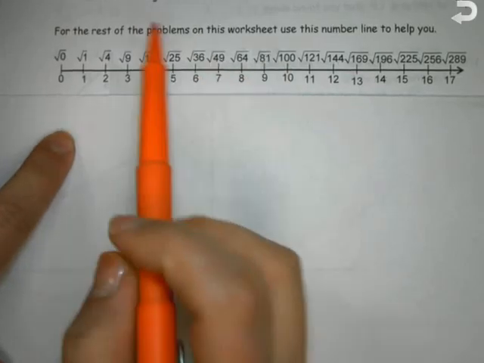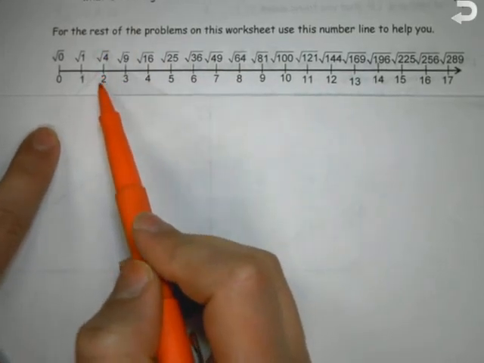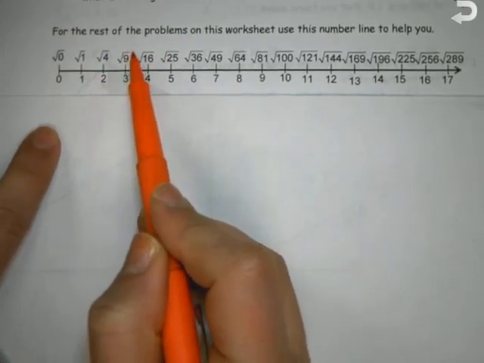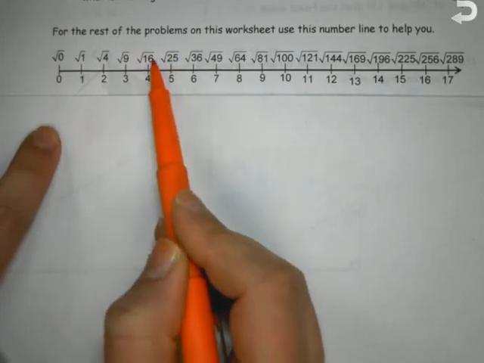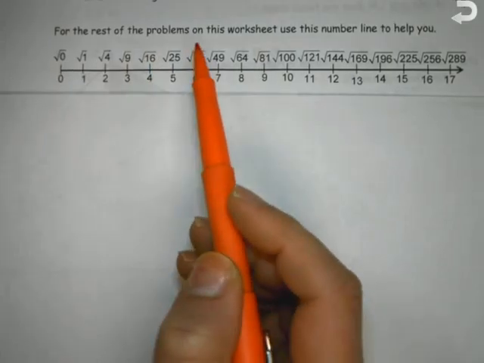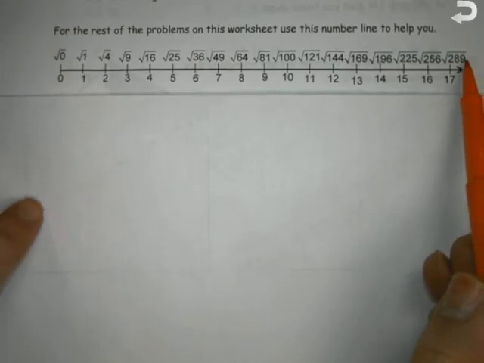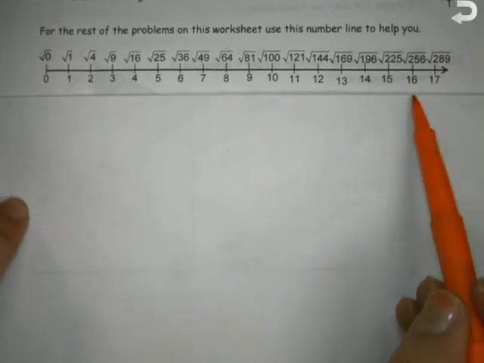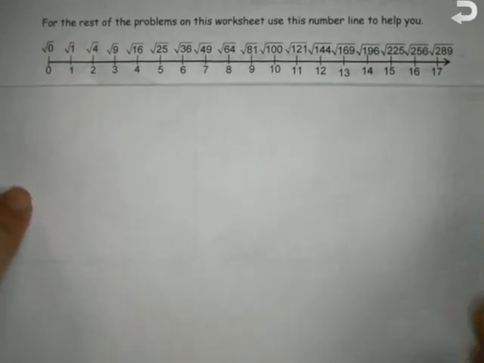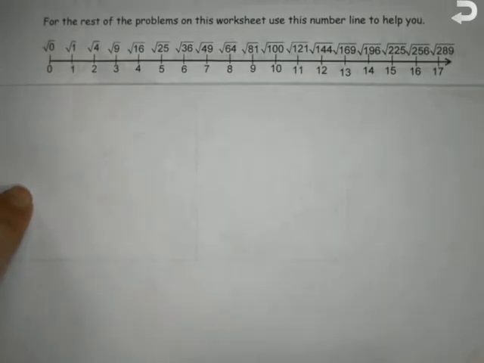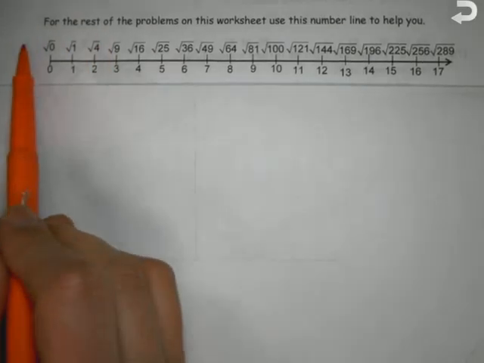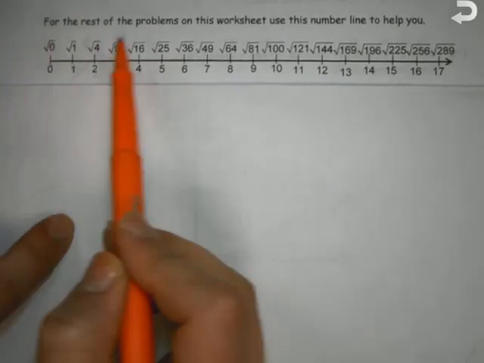So for example, the square root of 4 is 2. The square root of 9 is 3. The square root of 16 is 4. And so on, all the way to the square root of 289, which is 17. Okay, so in example 1, we need to find the square root of 10. So we are looking at the top part here because this is where all the square roots are listed.